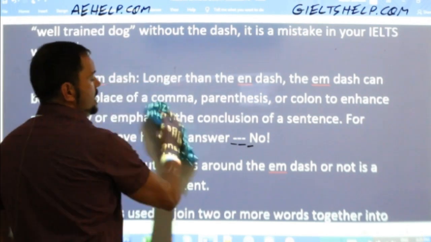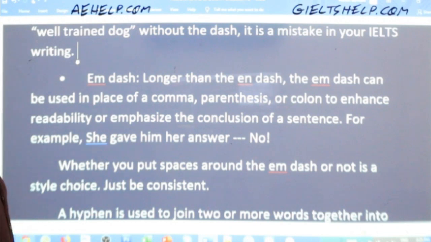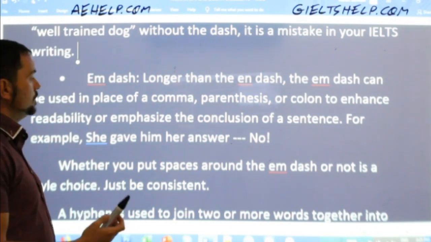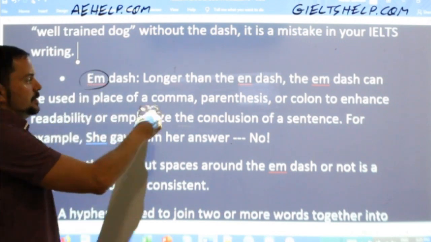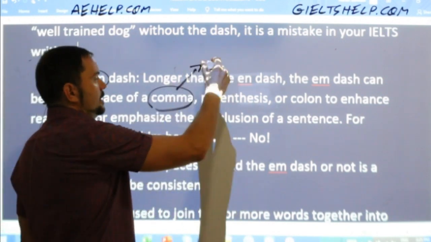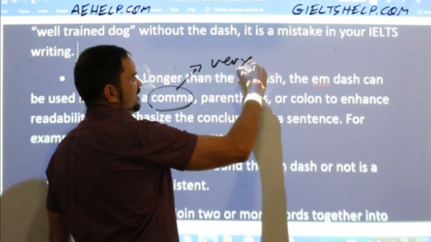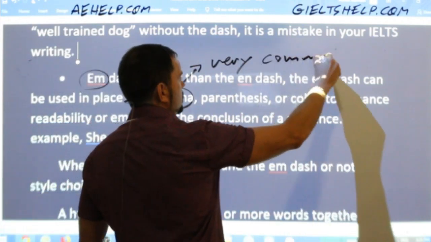All right. Now, here's an interesting replacement. One of the most common ways that you will see the M dash is to replace a comma. Okay? Very common. Not very, but common.